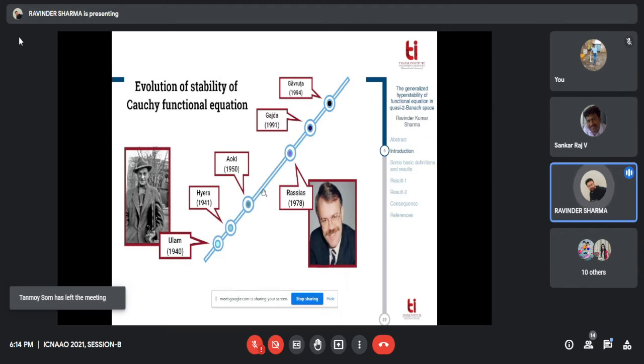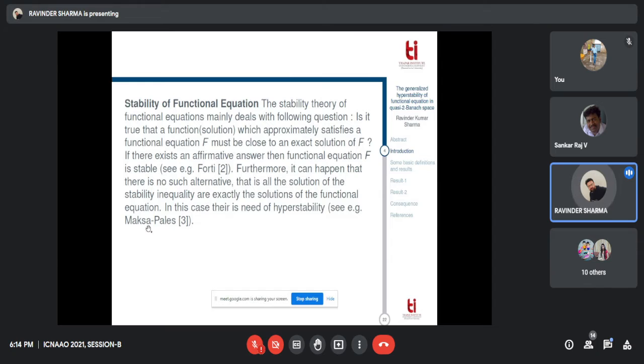Hyers-Ulam stability, and this stability is known as Hyers-Ulam-Rassias stability. In 1991, Gajda generalized Rassias' theorem, and in 1994, Gavruta generalized Rassias' theorems, and this stability is known as generalized Hyers-Ulam-Rassias stability. In 2001, Maksa gave the hyperstability.